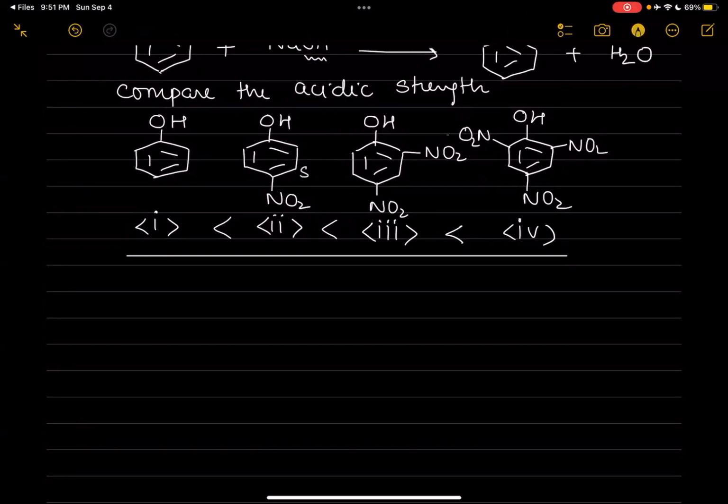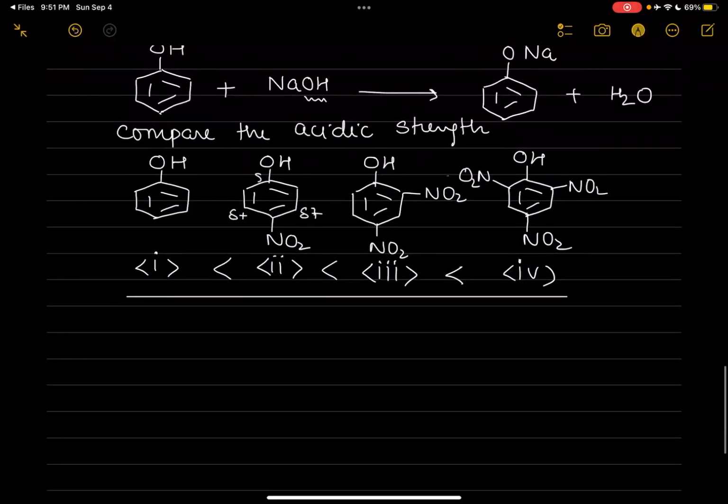NO2 group will bring in positive charge on the benzene, and here you can see that if the positive charge comes on the oxygen of OH, it is going to pull the electron more strongly, and so H plus will come out more easily. If you have 2 NO2 groups, that is going to be more acidic than the one having only one NO2 group. And the fourth one is so acidic that its common name has the word acid in it. It is known as picric acid.